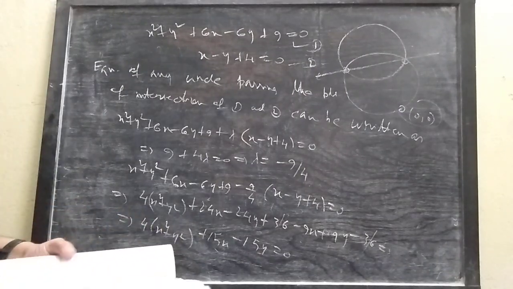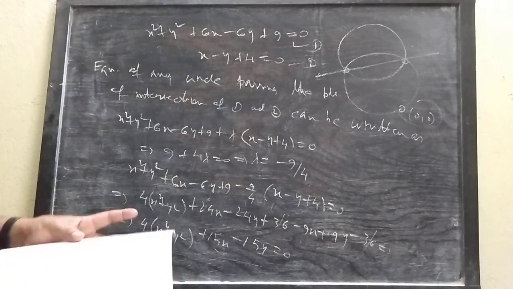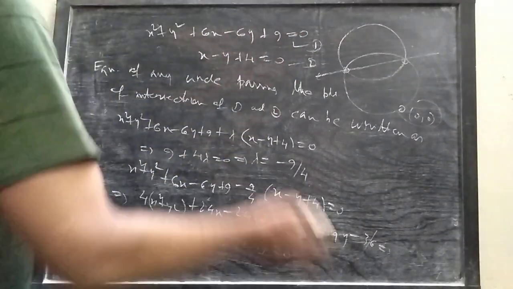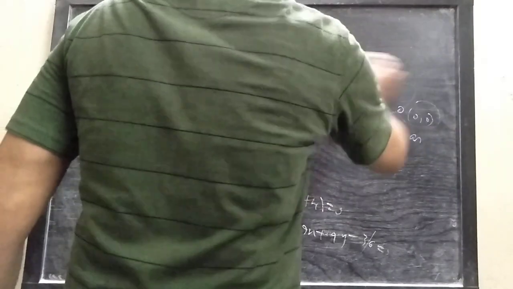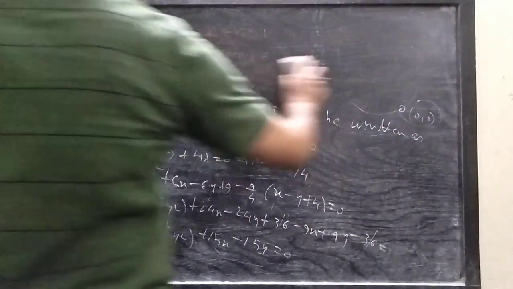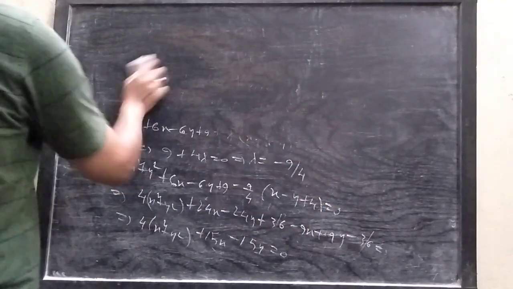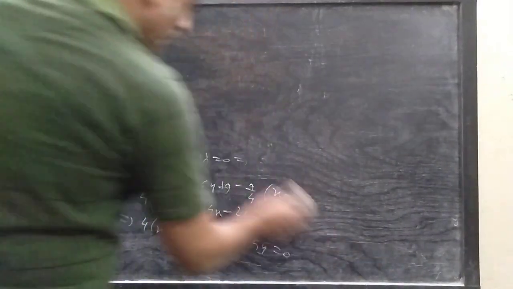Our next question is, if the circles touch each other, prove that the given relation holds. Now, two circles can touch each other in two ways. You know, they may touch internally, they may touch externally. So, we have to consider both the situations.